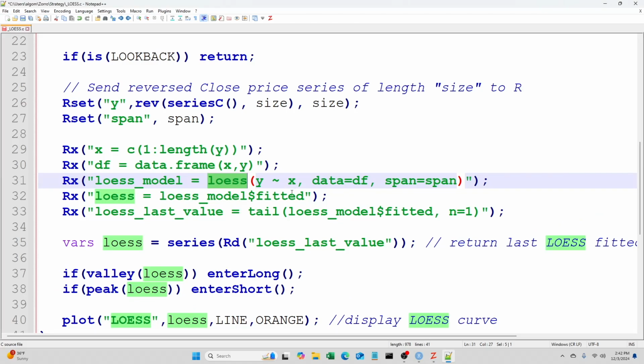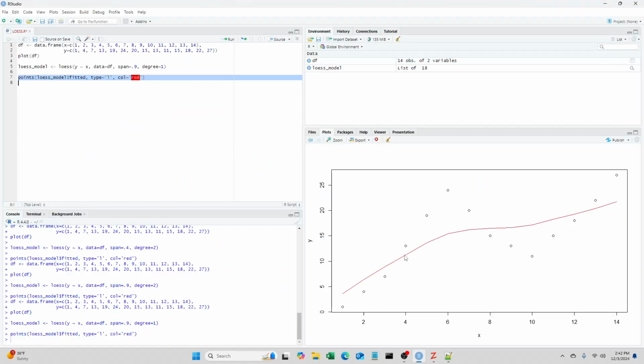But now here is the tricky part. Well, not really tricky, but if you remember this LOESS model $fitted, that is a vector, an array. It has all these values in it. I don't need all these values. I only need the last one. I only need the last one, right?